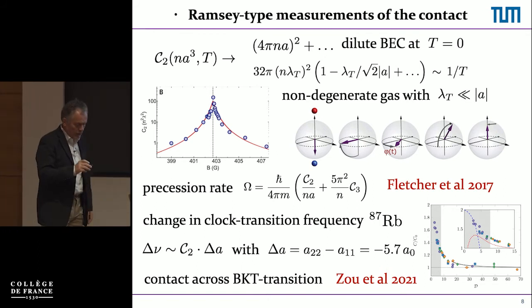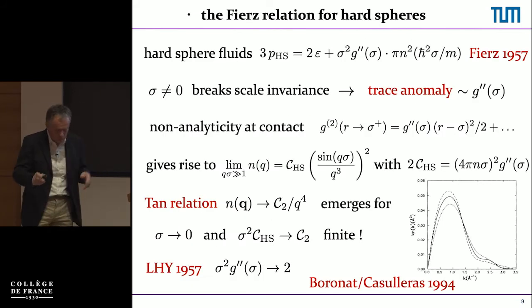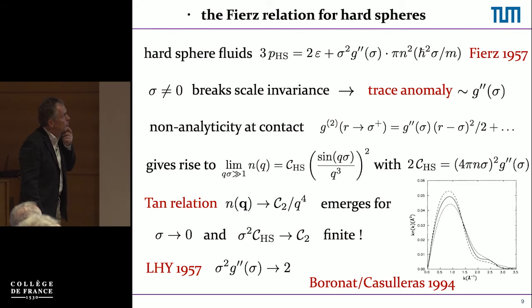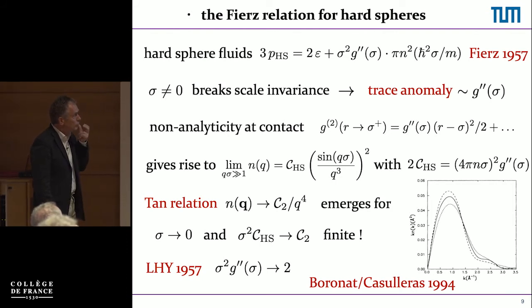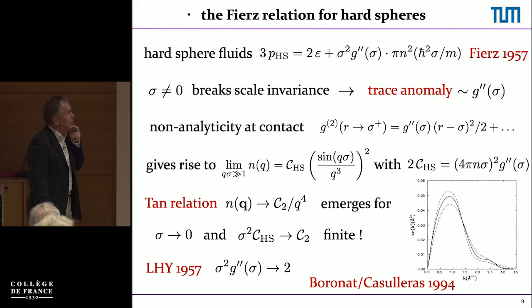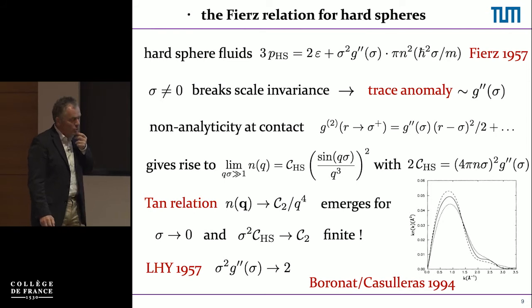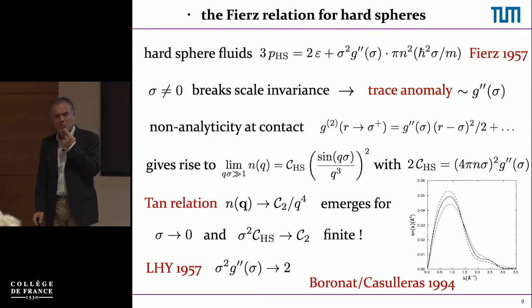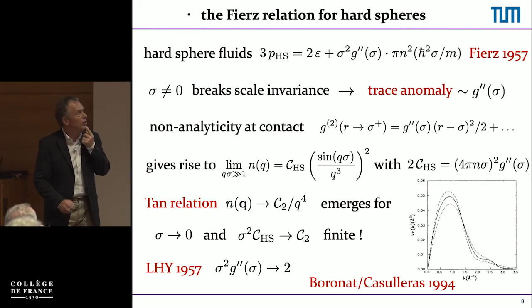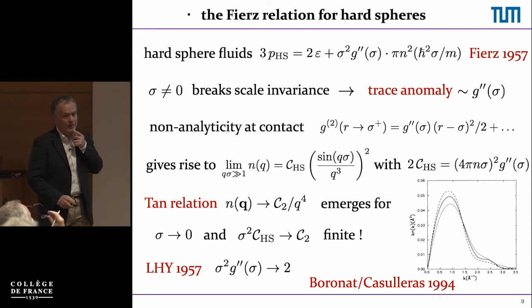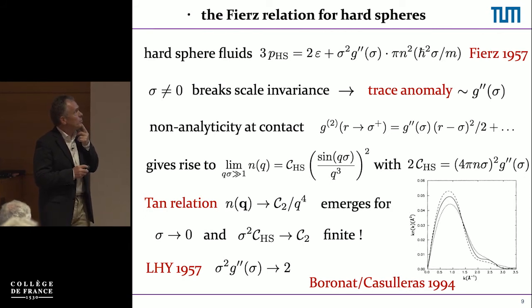Now, before going to a more intricate application of these short distance correlations, let me say something about historical precursors of this. Markus Fierz, this is the Fierz from Pauli and Fierz, in 1957 wrote a paper about the equation of state of a hard sphere gas. And what he derived is that 3 times the pressure of this hard sphere gas is 2 times the energy density plus a correction, which involves the curvature of this two-body correlation function right at contact with some energy here.